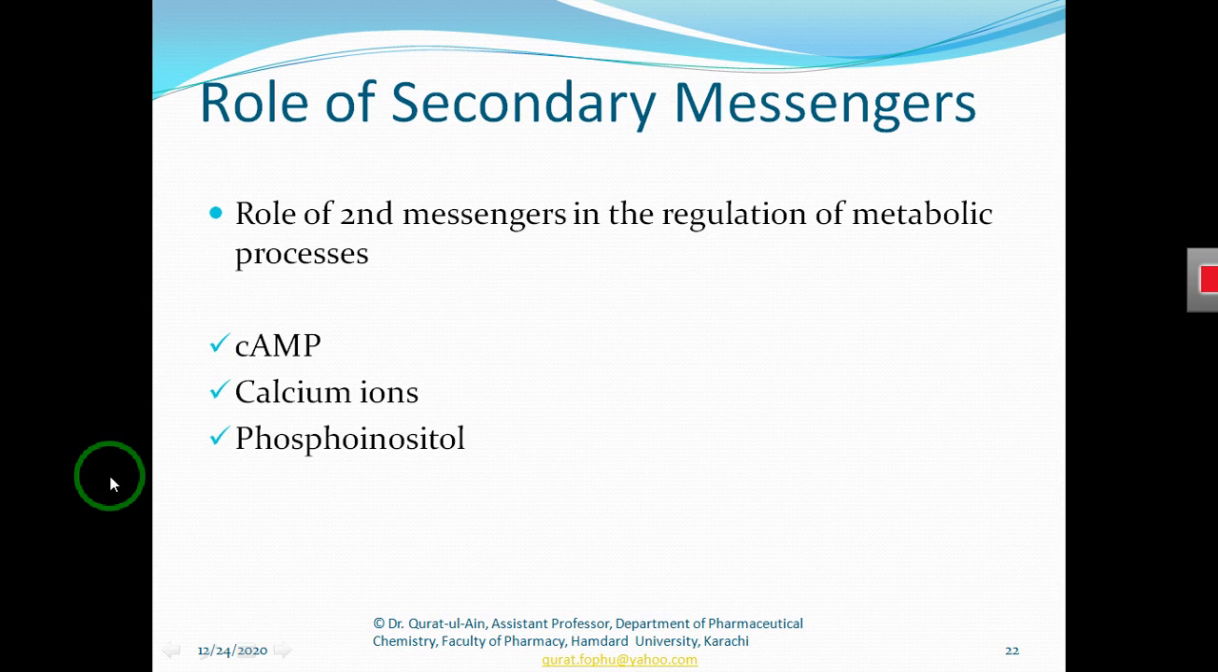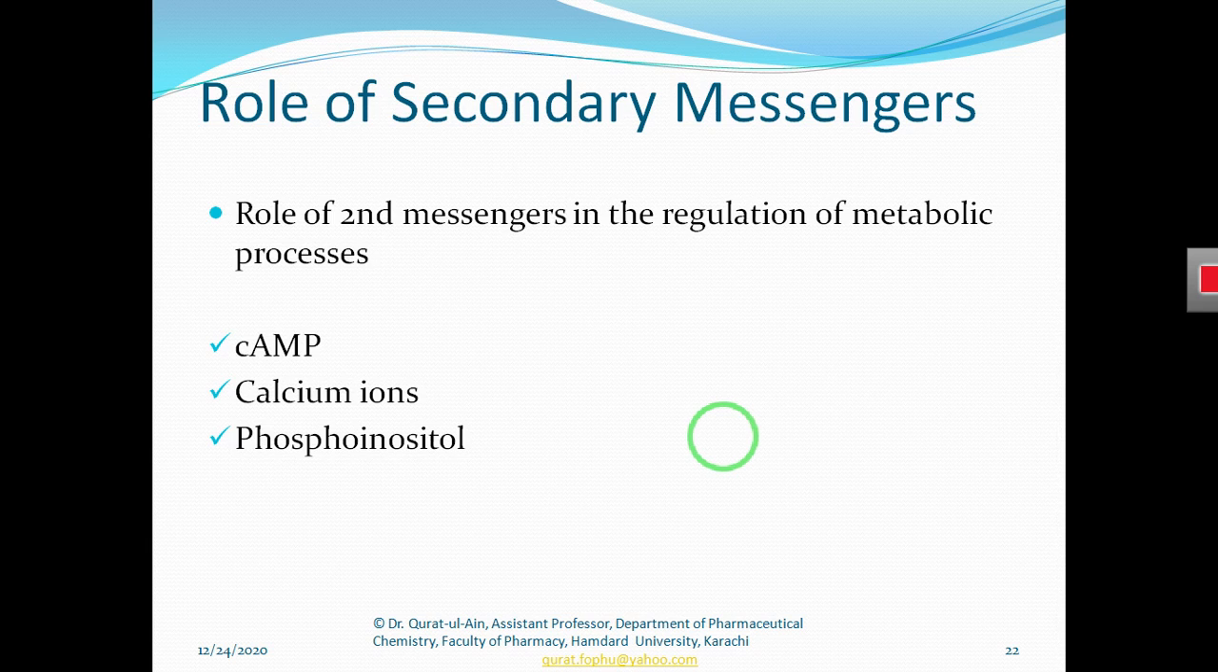Now we will be studying the role of the second messenger in the regulation of metabolic processes in our body. In the second messenger, we will be studying cyclic AMP, calcium ion, and phosphoinositol. These all three are second messengers. What are the second messengers? First we have to understand what the first messenger is.